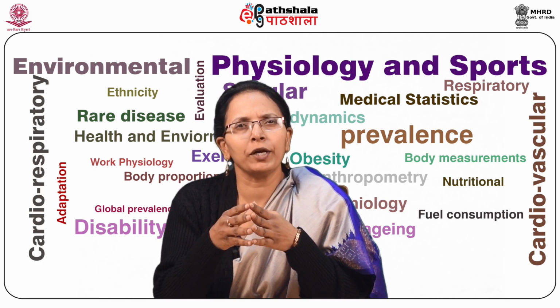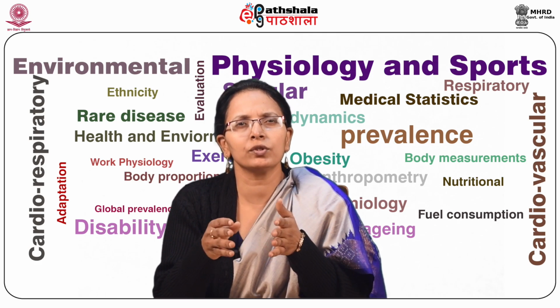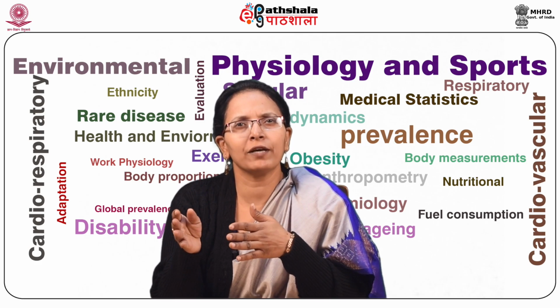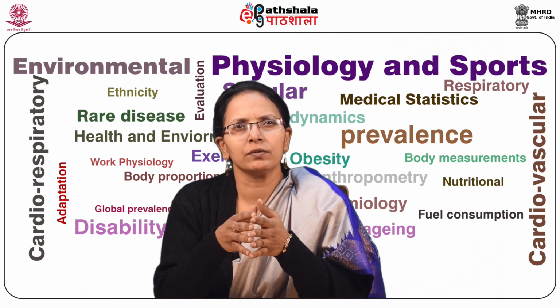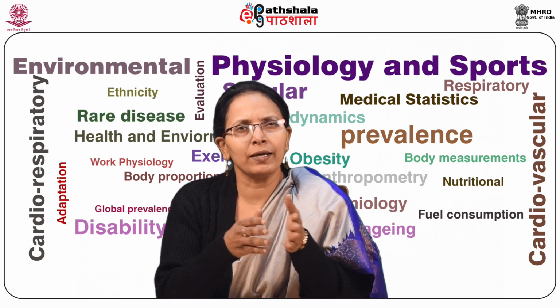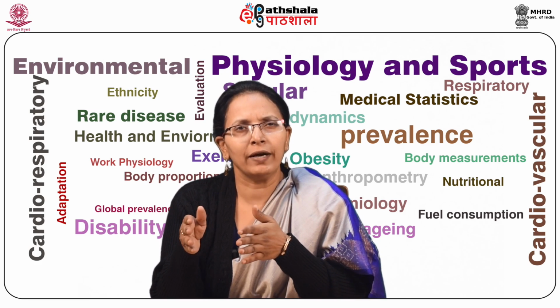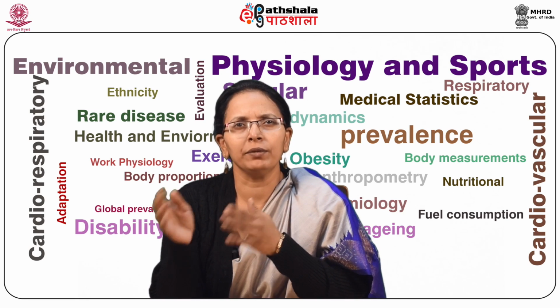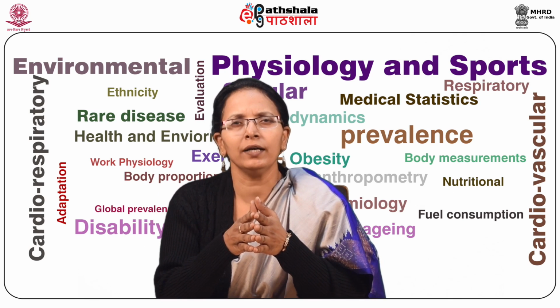Now let's see what is body mass index. Body mass index is a simple index which is used to identify or classify people as overweight, underweight and obese. BMI or body mass index can be defined as the weight in kilogram divided by the height of an individual in meter square. So BMI is equal to weight divided by height squared.